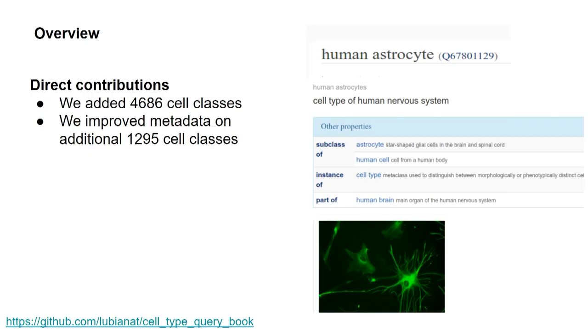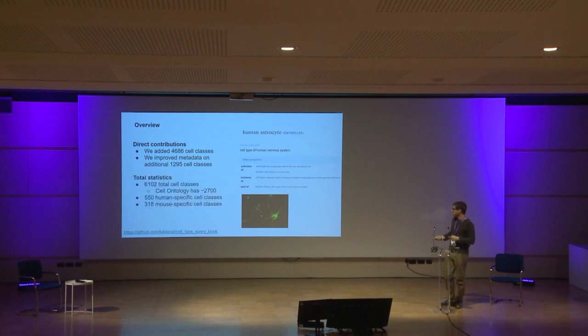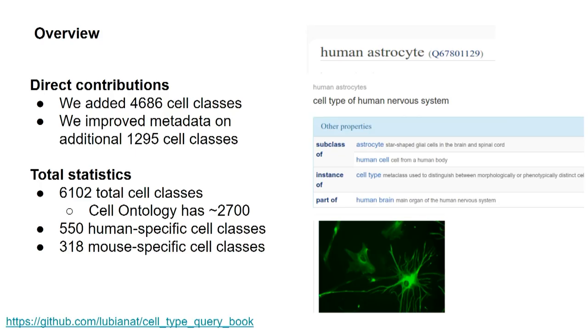Is this a good design pattern? I don't know, maybe not, but it's something that is there. And then instance of cell type, part of human brain, and then an image and other types of information, all right? And in the process, I added 4,600 cell types, cell classes to Wikidata, and improved this other metadata in an additional 1,200 cell classes. So now, if you go to the cell hierarchy on Wikidata, you find 6,100 total cell classes that are species neutral, but mammalian focused, kind of.